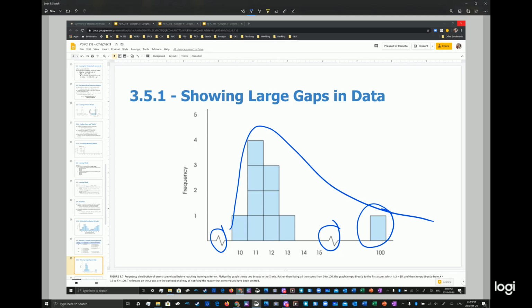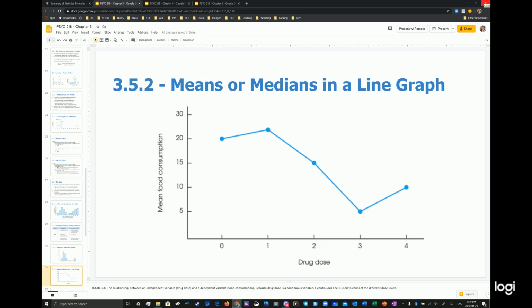So again, two things that this picture shows. One, the zigzag shows you how to show large gaps in data on the x-axis. And two, another practice for a particular type of distribution. In this case, a positively skewed distribution with a very high extreme value, a very high outlier of 100, which pulls up the mean.